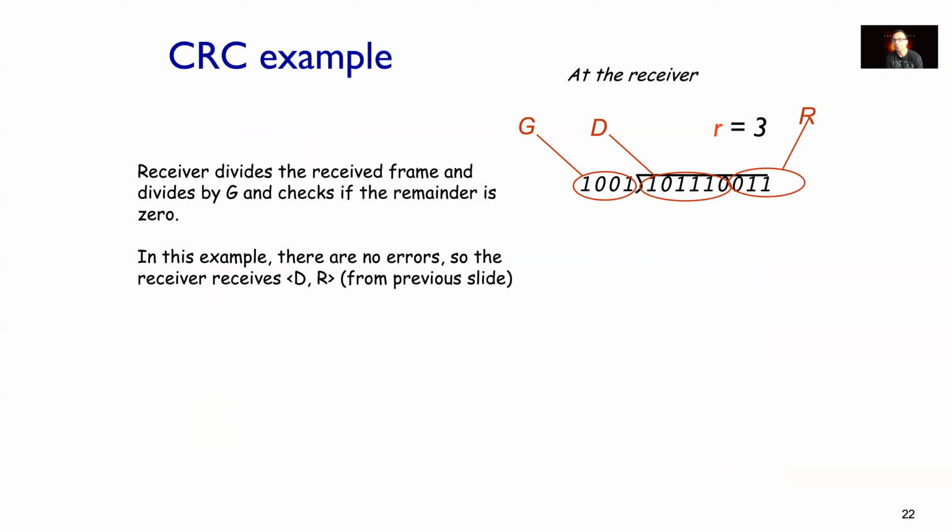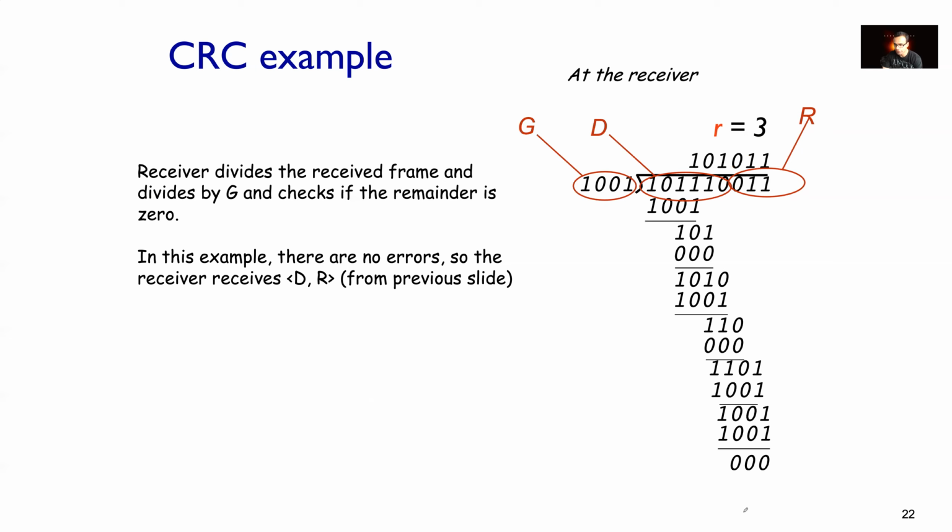What does the receiver do? So the receiver has received this, assuming in this case there are no errors. So this is showing you an example where there are no errors. So you'll notice D and R are unchanged. So the receiver will divide this by G. Exact same logic applies as before. I won't do the whole math for you now. You can do that by yourself. But effectively, you'll see that the receiver will get a 0 remainder, which implies in this case there were no errors, right?